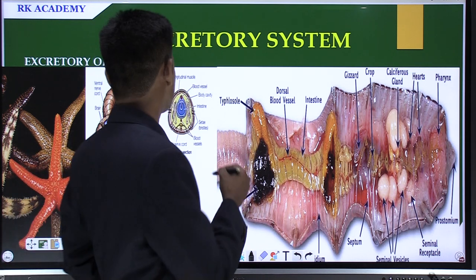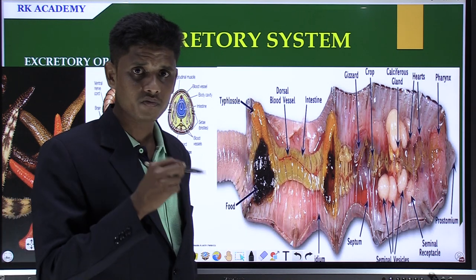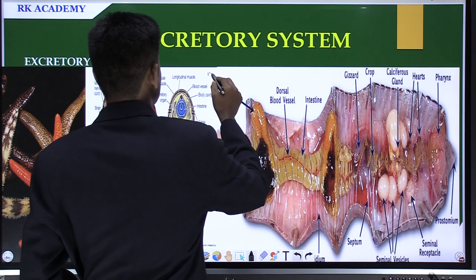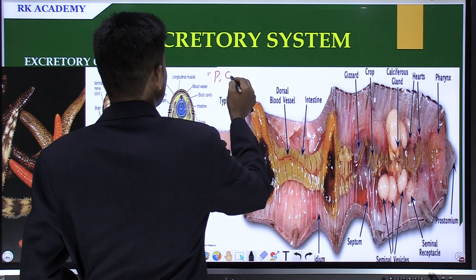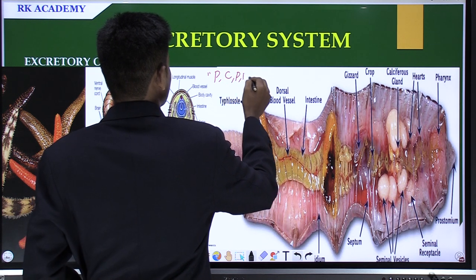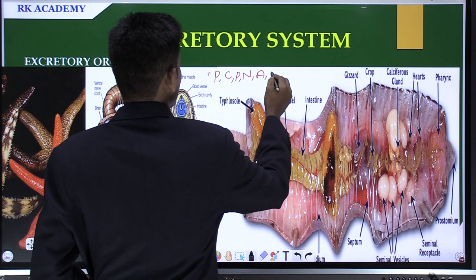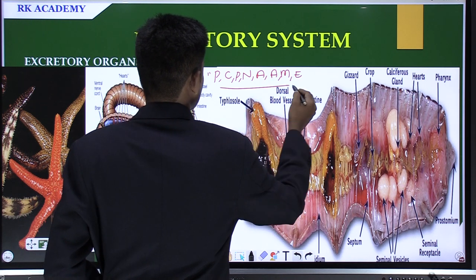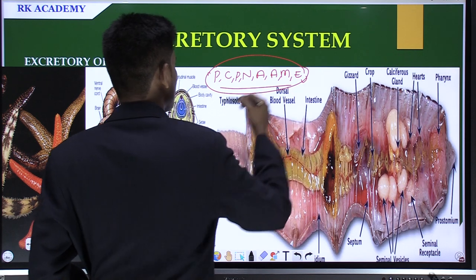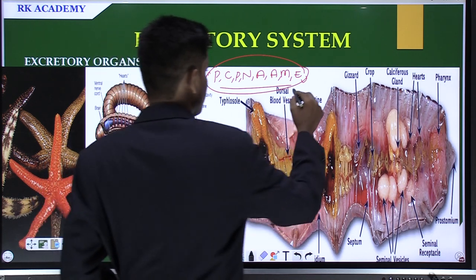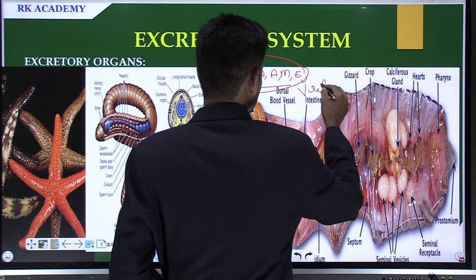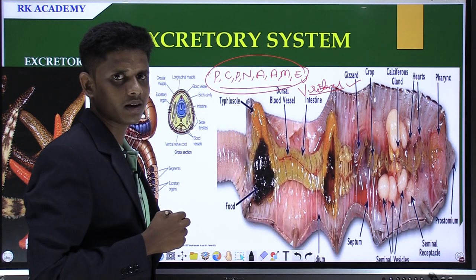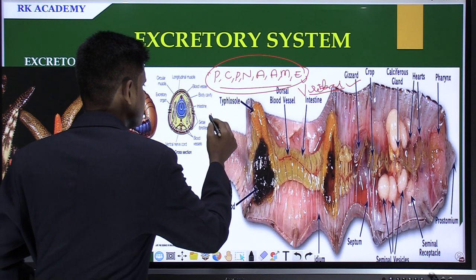What are the organs involved in excretion from the lower organisms to the higher organisms? What are lower organisms? Porifera, Coelenterata, Platyhelminthes, Nematohelminthes, Arthropoda, Annelida, Mollusca, and finally Echinodermata. These are the lower organisms, which do not possess a vertebral column. Whereas coming to the higher organisms, you know what?